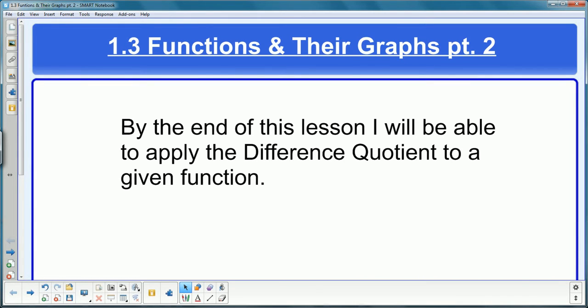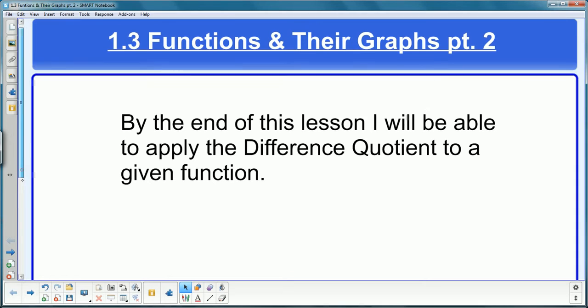Okay, 1.3 part 2 is going to continue on with functions and graphs, but really we're going to talk about something called the difference quotient. This is really going to have a lot of application in calculus, so since we're doing pre-calc, it's one of those things we're going to need to learn how to do now.